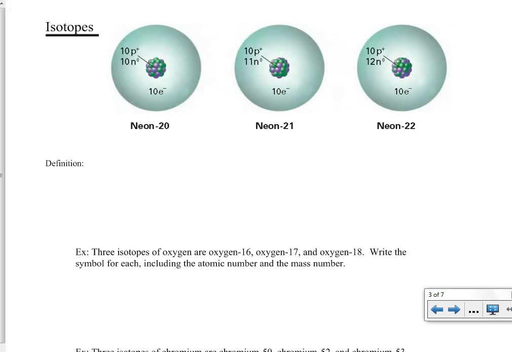This is the second of two videos from Chapter 4, Section 3, and today we are going to be talking about isotopes and what that means in terms of mass number.